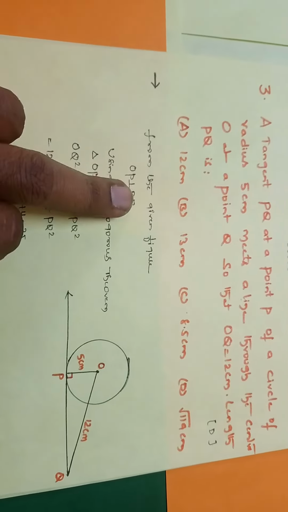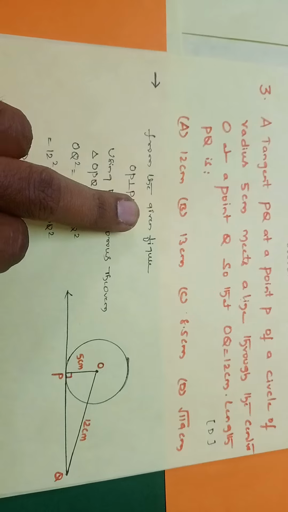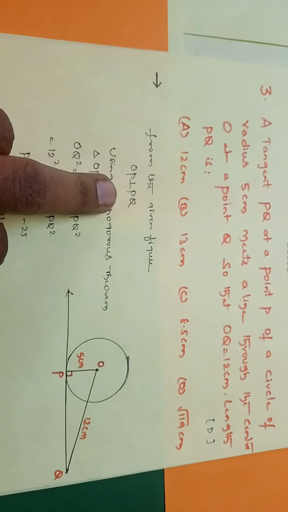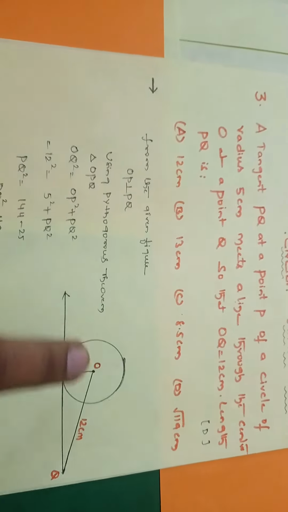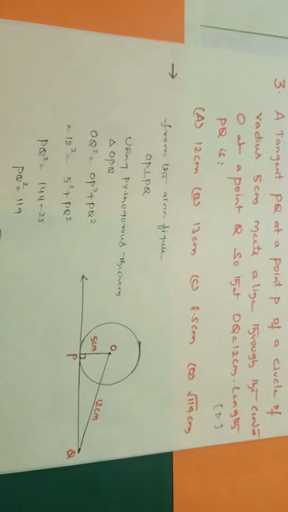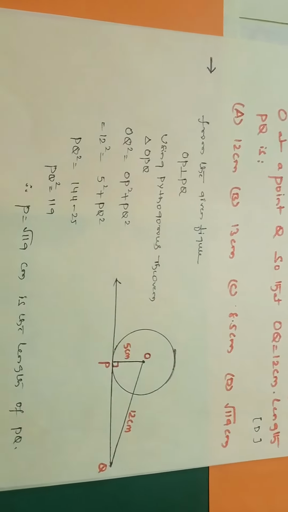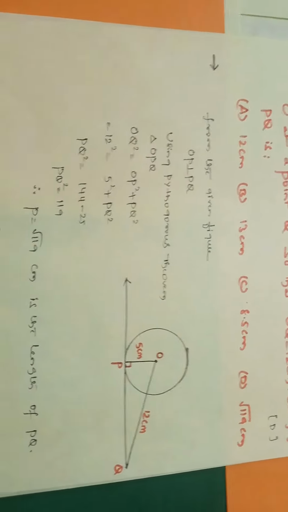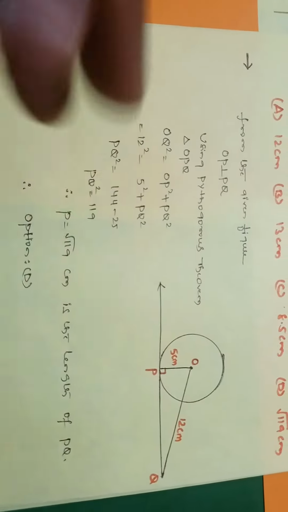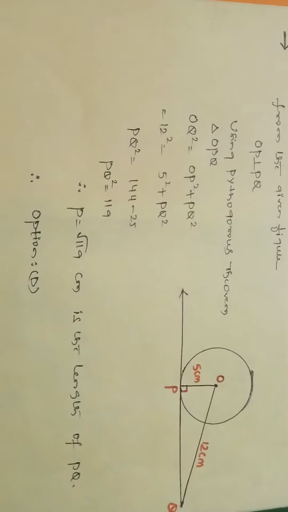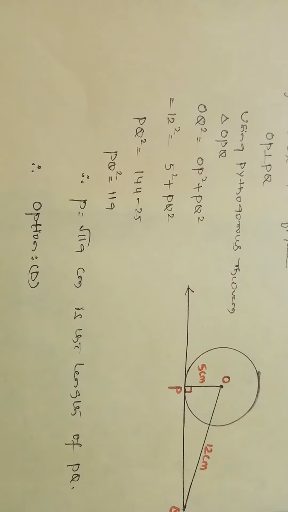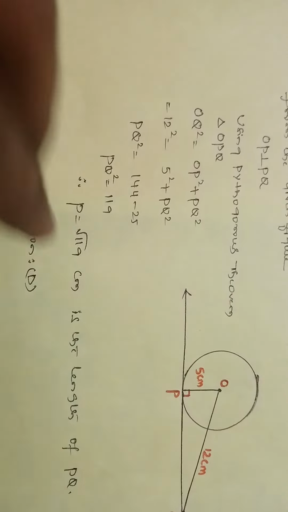See from the figure, from the sum, OP is perpendicular to PQ, and using this it forms a triangle, right? OPQ forms a right angle triangle. So using Pythagoras theorem, we can find the unknown side. Therefore, OQ square is equal to OP square plus PQ square. Substitute the values where PQ is the unknown value.